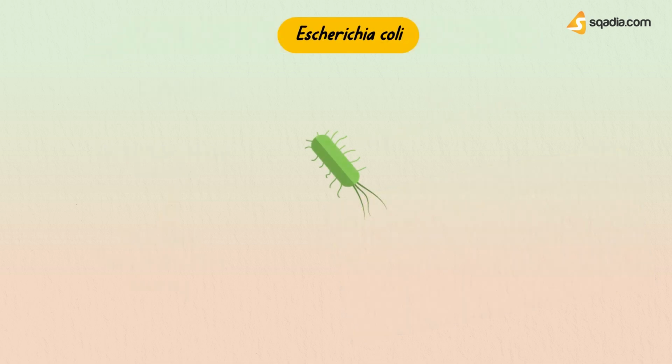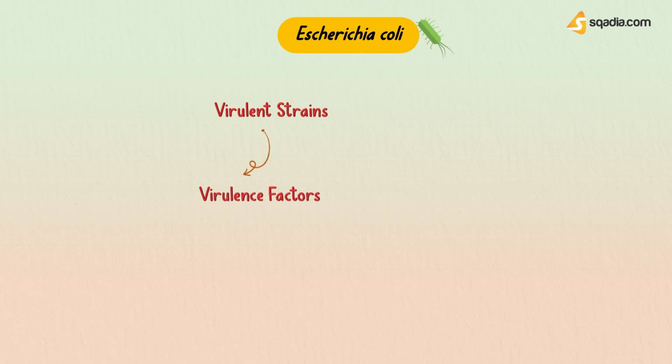Next up is Escherichia coli, or E. coli, which is now perhaps the best-known bacterial species in the world, and that's because of its ubiquitous use as a tool in all molecular biology laboratories. However, the species is made up of an enormous number of different strains. Virulent strains differ from non-virulent E. coli only in possessing genetic elements for virulence factors.